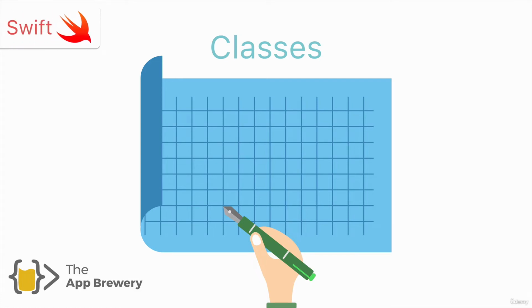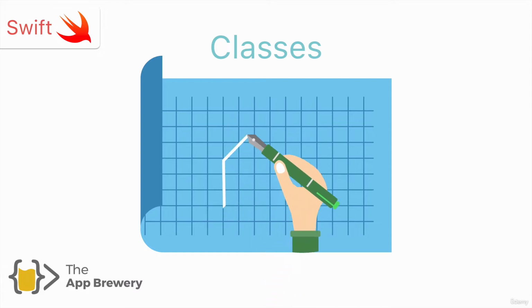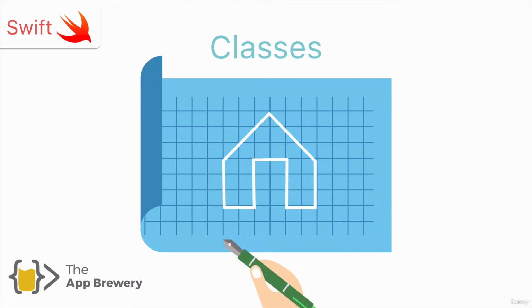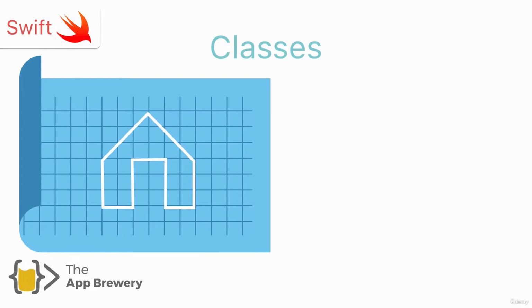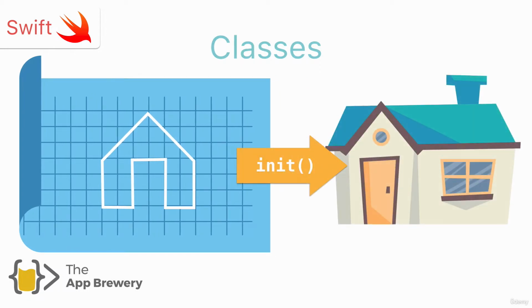In this deep dive, we're going to be learning all about Swift classes, what they are, what they can do, and how to create them. Now, classes, like structures, are again a way of defining a blueprint. They're a way for us to plan out properties and methods, and eventually, when we run our app, be able to initialize our class into an actual object.